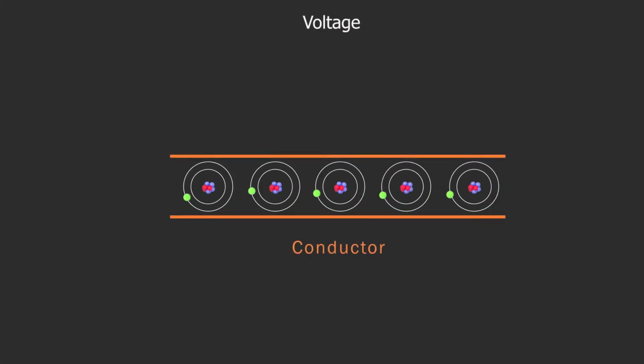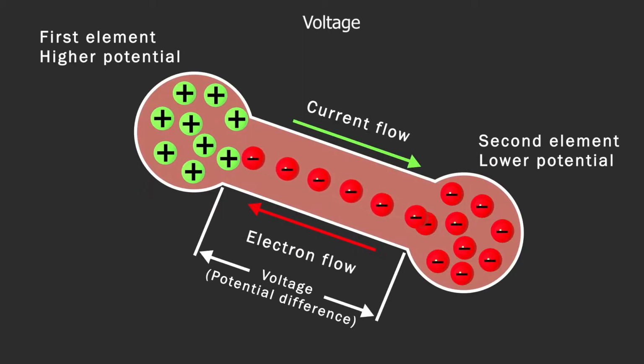Electric current is the flow of electrons in a conductor. The force required to make current flow through a conductor is called voltage, and potential is the other term for voltage. For example, the first element has more positive charges, so it has higher potential. On the other hand, the second element has charges that are more negative, so it has lower potential. The difference between 2 points is called potential difference.